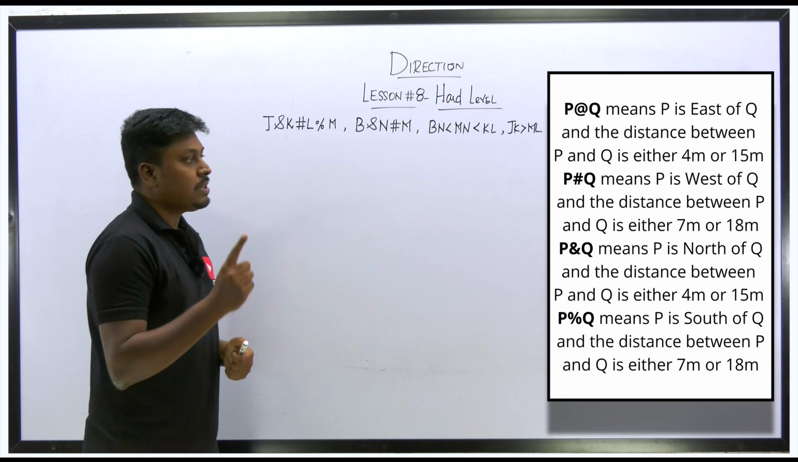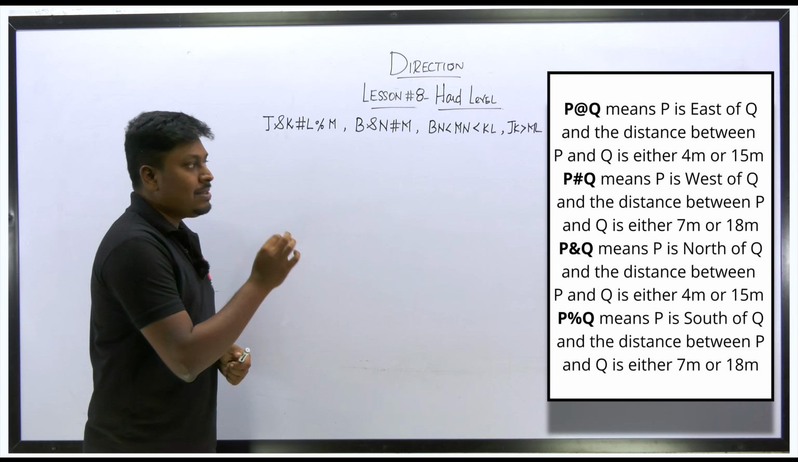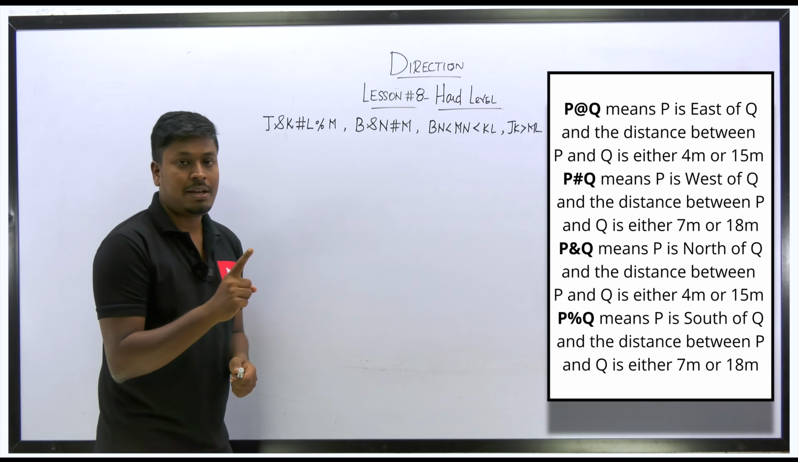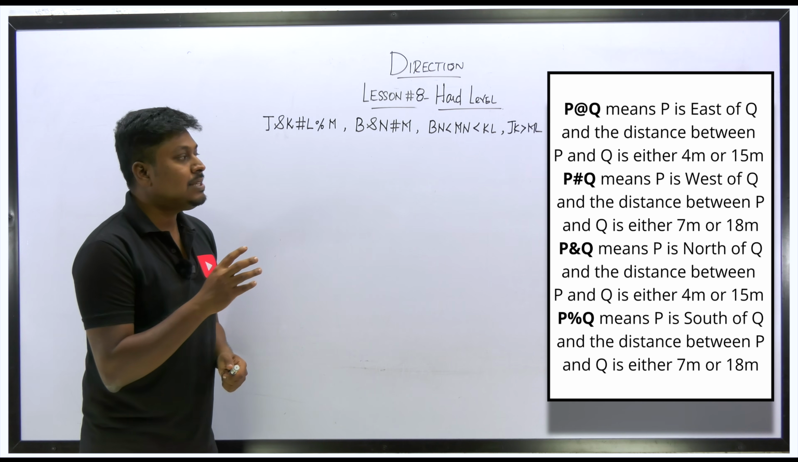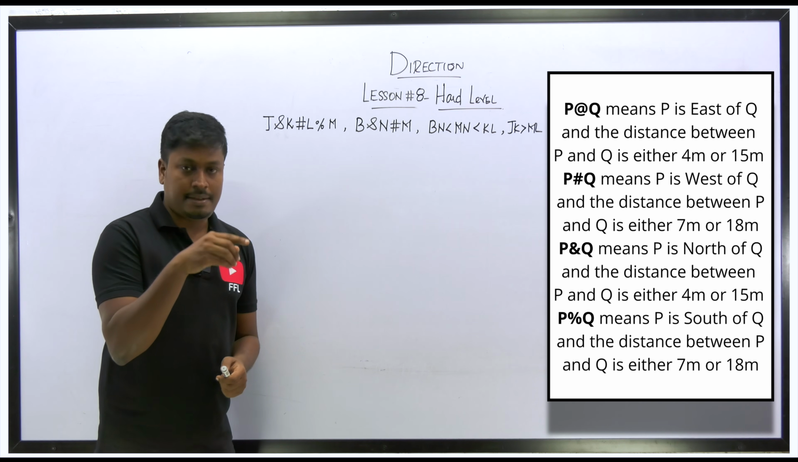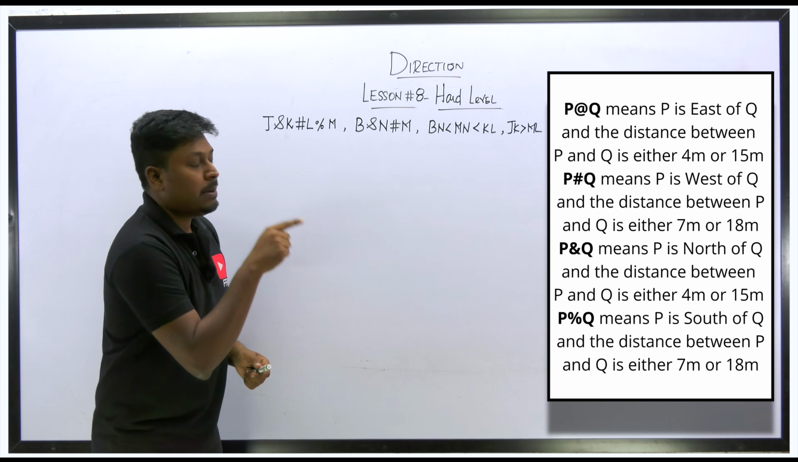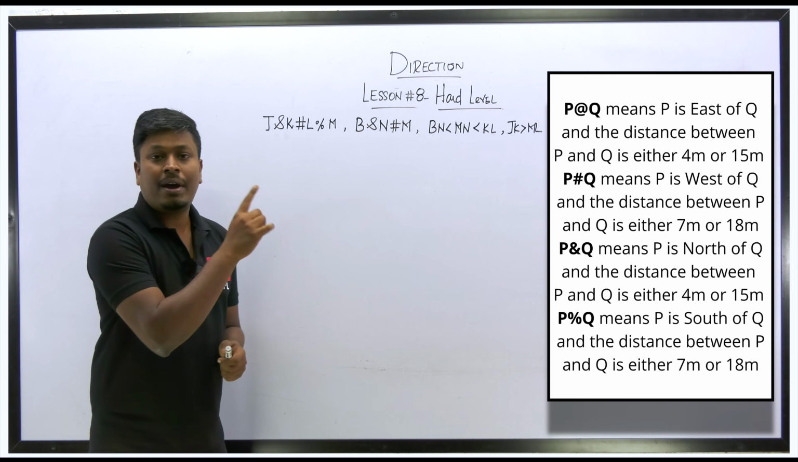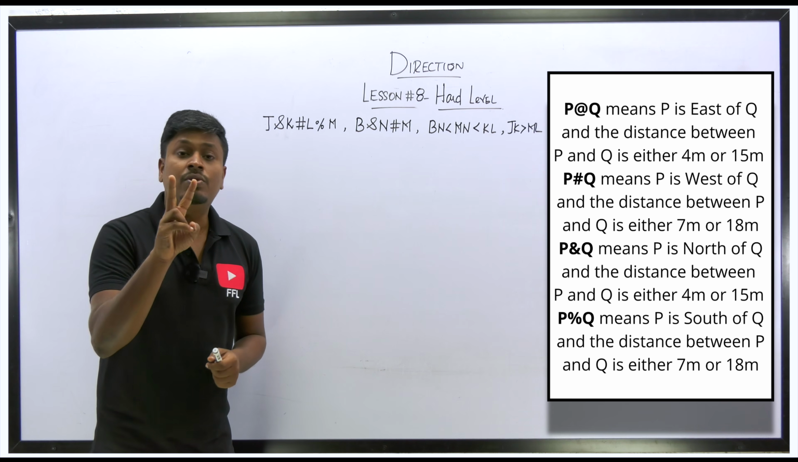So the first point is P at Q. P is east of Q, and the distance between P and Q is either 4 meter or 15 meter. Just see here, if the symbol is at, it means P is east of Q. On the eastern side of Q, the point P is placed, but they have given 2 distances.